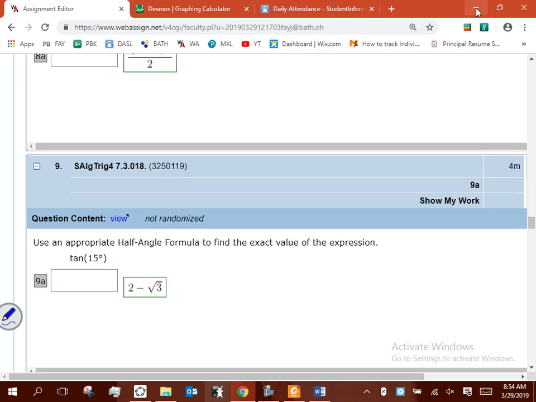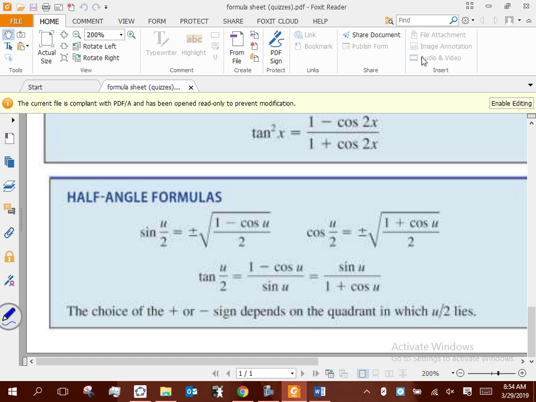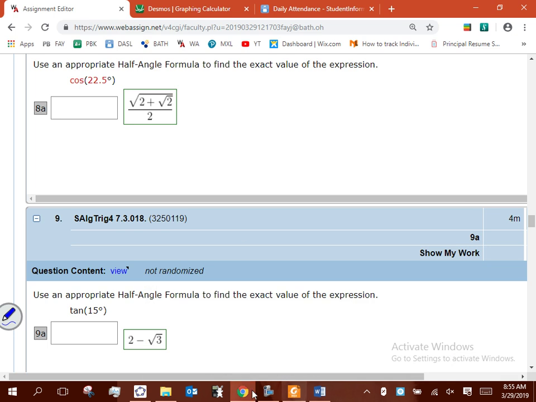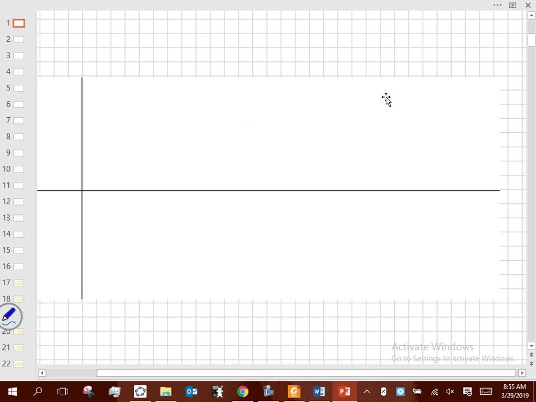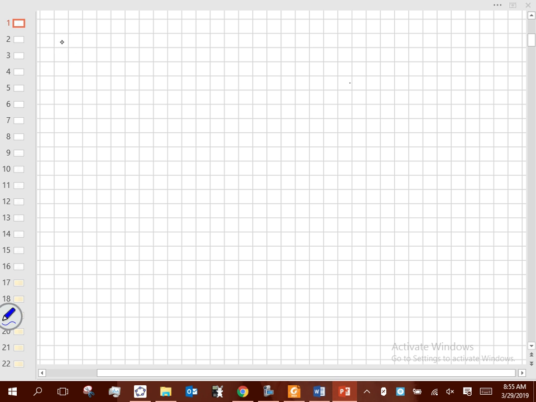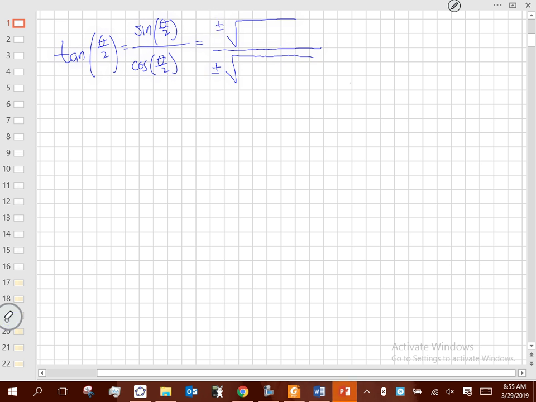All right, so let's talk about the tangent half angle formula here. Okay, let me find a blank page here we can work on. If we want to find the tangent of theta over 2, we should know that is the same thing as sine of theta over 2 divided by cosine of theta over 2, correct? And the sine is going to be a plus or minus radical, right? And so is the denominator. So because you have a plus or minus divided by a plus or minus, that's ultimately, in any orientation that you can come up with, going to be a plus or minus, right? Okay.